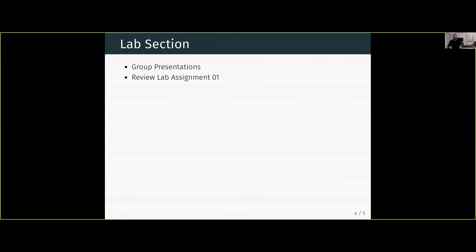And then in the remaining 25 or so minutes, we'll look back at the previous week's lab assignment. That was lab assignment 01 that you were working on in the first week. We'll pick and choose bits and pieces out of that assignment that we can go over the answers to, and have a discussion about any open questions that are left.